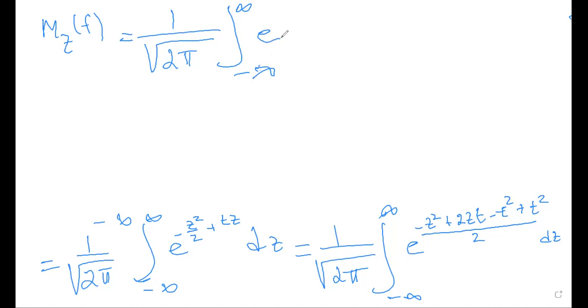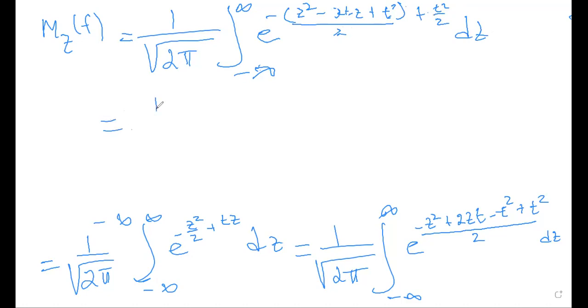a square plus 2ab plus b square. Do you remember that identity in algebra? What is (a minus b) square? Do you see something like that in that expression? We can write this as minus z square minus 2tz plus t square over 2 plus t square over 2 dz.